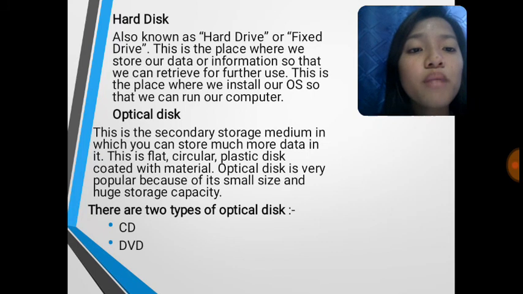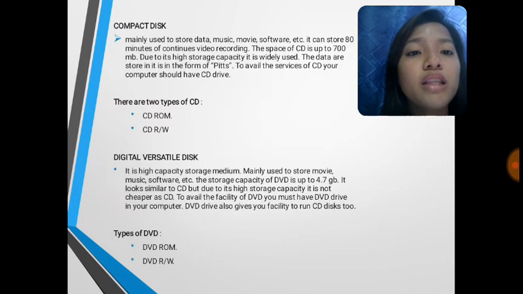This is a flat circular plastic disc coated with a material. Optical disc is very popular because of its small size and huge storage capacity. There are two types of optical disc, CD and DVD. Compact disc is mainly used to store data, music, movies, and software. It can hold 80 minutes of continuous video recording. The storage space of a CD is up to 700 MB, and due to its high storage capacity it is widely used.